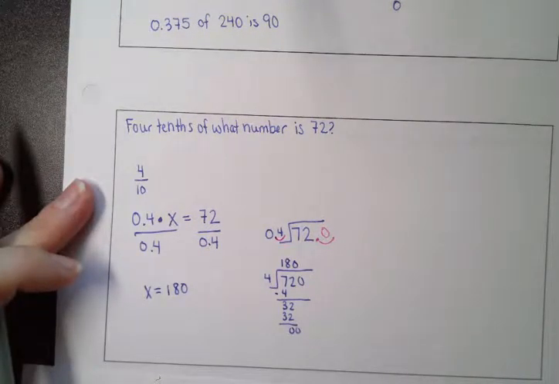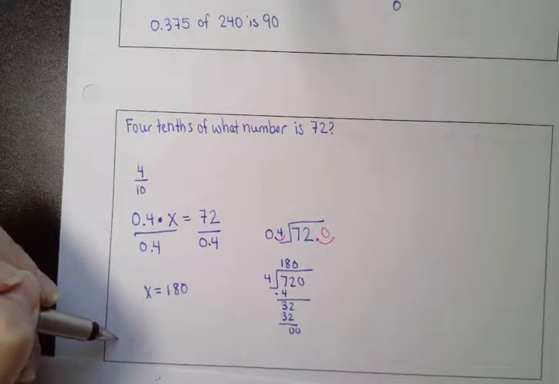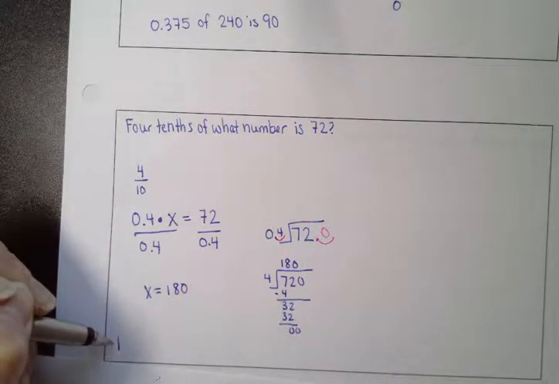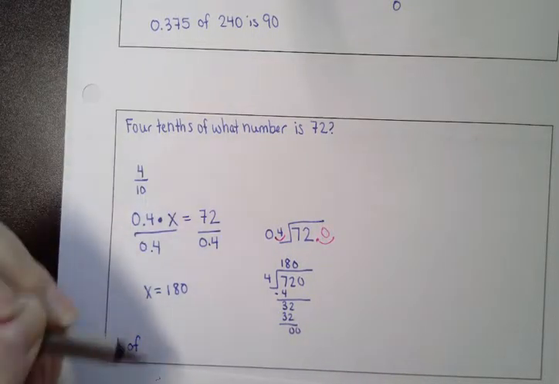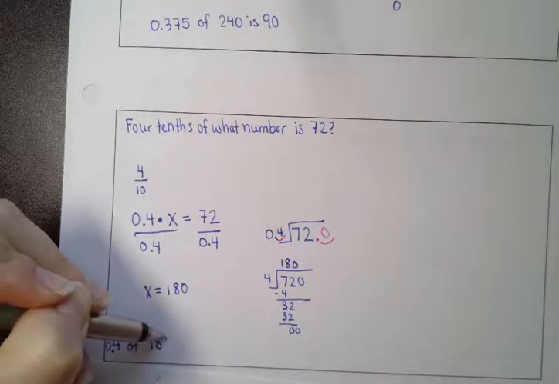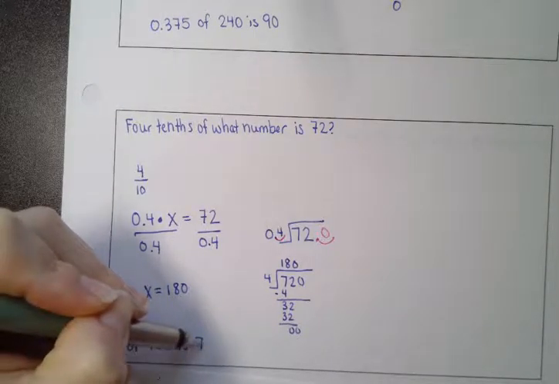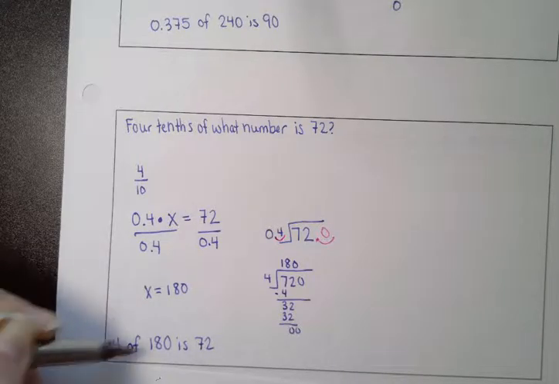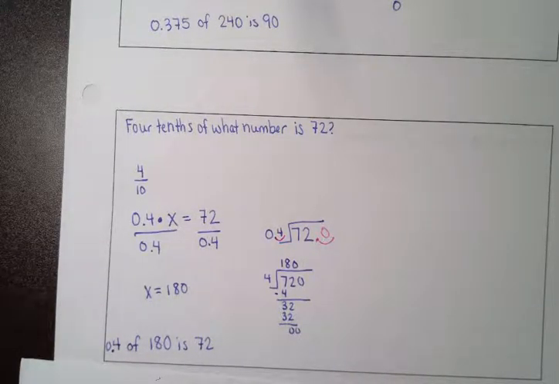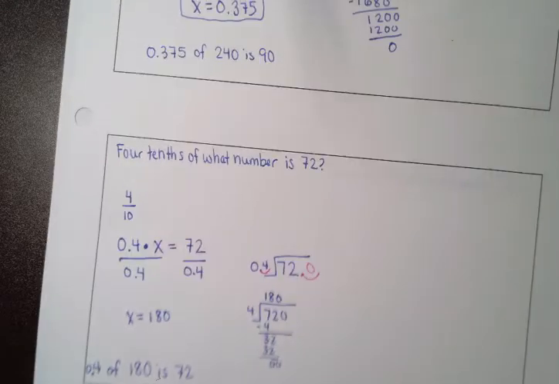If you divided this correctly, you should have got 180. So answering the original question, 0.4 of 180 is 72. Let's do a couple more examples. These ones you can do on your own.